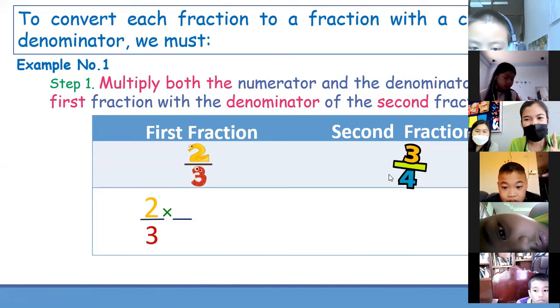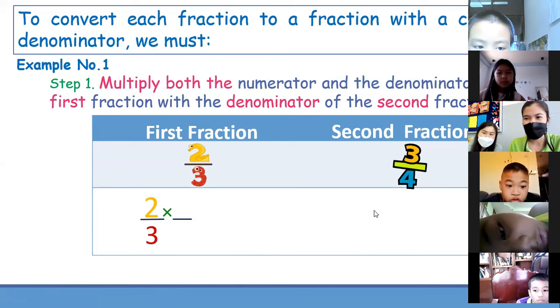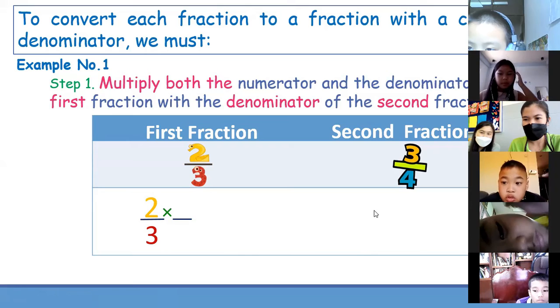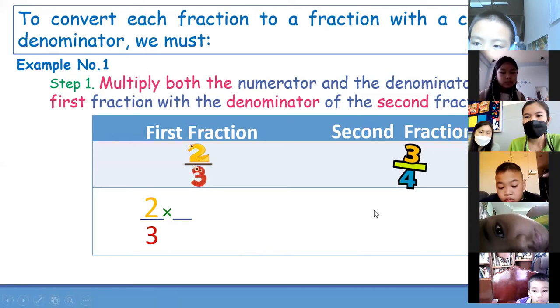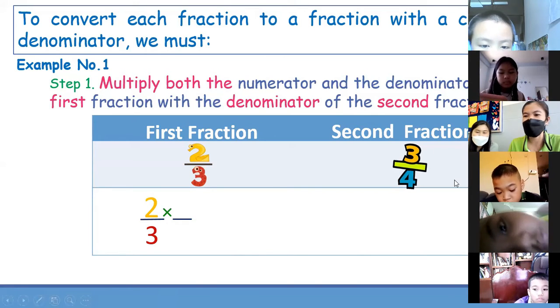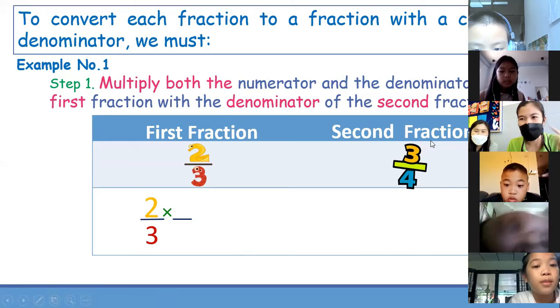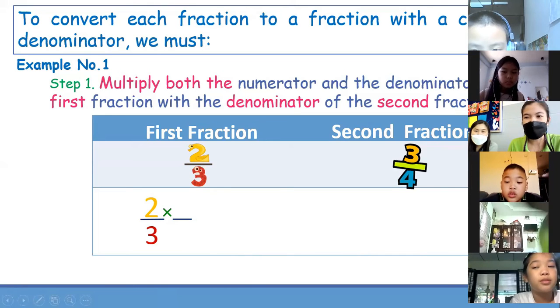Denominator of the second fraction. Remember, 4. The denominator is 4. Very good.